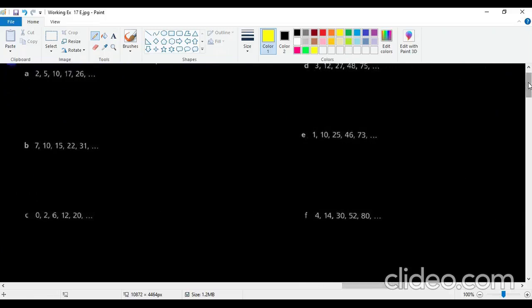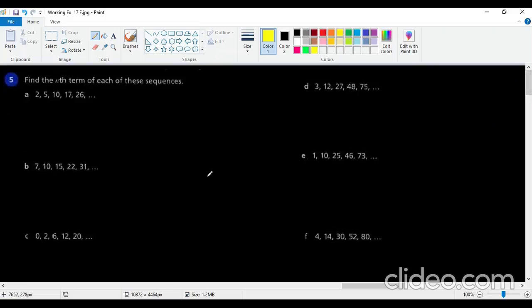This question says find the nth term of each of these sequences. As you know, the difference between these two is a 3. Between these two is a 5. Difference between these two is a 7. And these two is a 9. Go for the second difference. This is called the first difference. Now this is a 2, and over here you can see it's a 2, and over here it's also a 2.